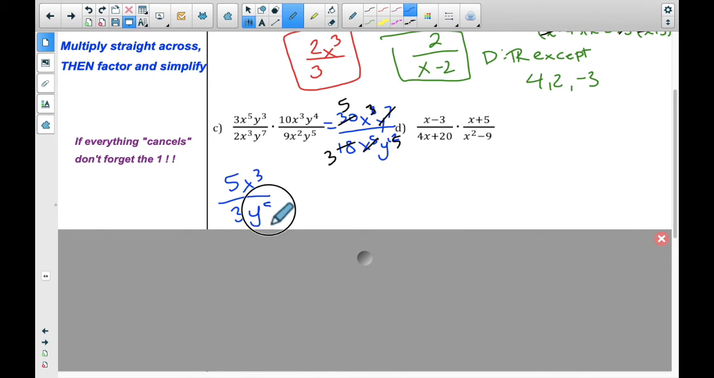Usually when we have both x's and y's, I'm not going to worry about domain. So don't worry about domain here. It just gets too complicated.